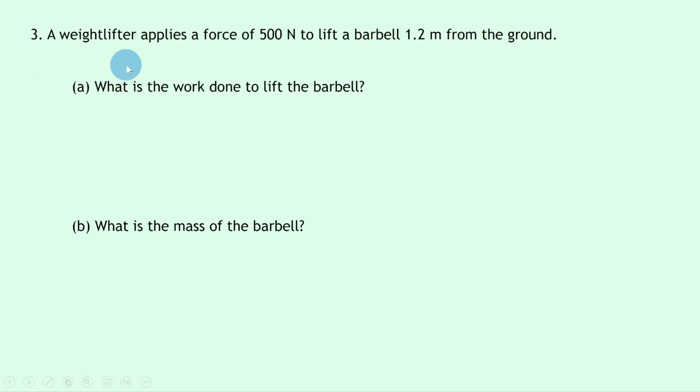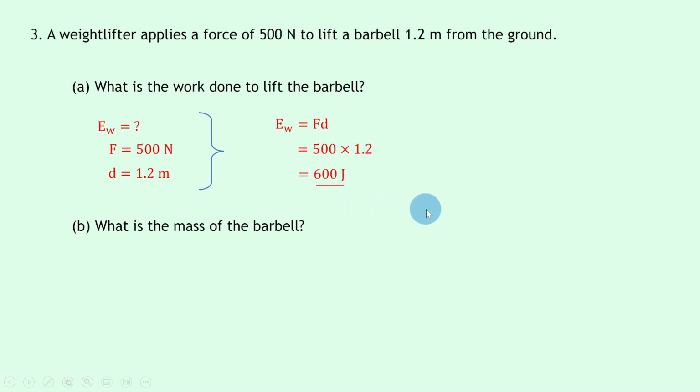Lastly, question 3 says a weightlifter applies a force of 500 newtons to lift a barbell 1.2 meters from the ground. Part A says what is the work done to lift the barbell? Well, writing down what we know from the question, we're trying to find the work done EW. We know the force F is 500 newtons and the distance d is 1.2 meters. So writing down the equation for work done, we have EW equals F times d. Substituting in the numbers gives us 500 times 1.2, and putting that into your calculator should give you an answer of 600 joules.